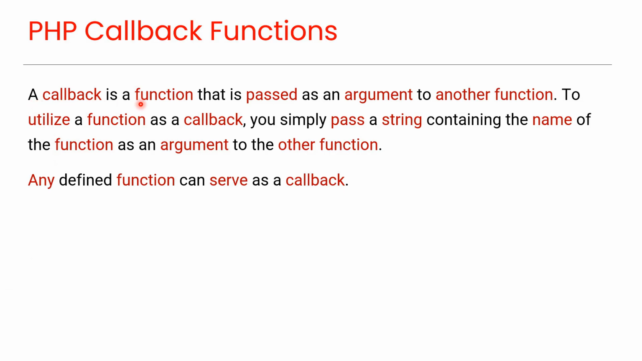A callback is a function that is passed as an argument to another function. To utilize a function as a callback, you simply pass a string containing the name of the function as an argument to the other function. Any defined function can serve as a callback. Now we'll look at some examples.